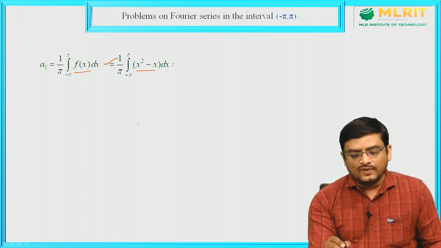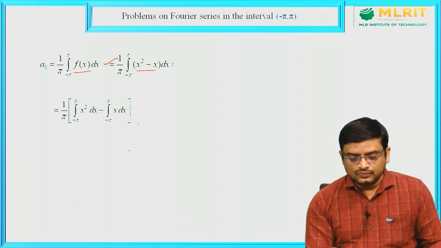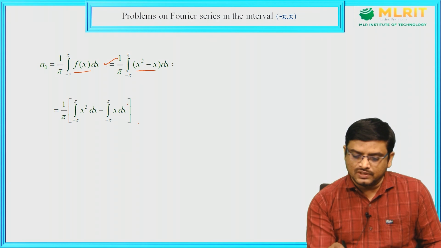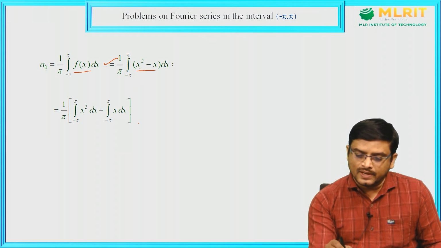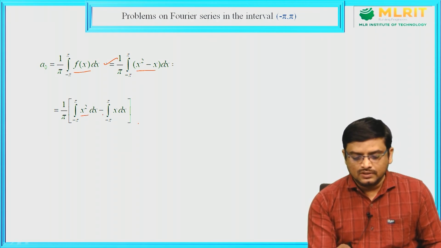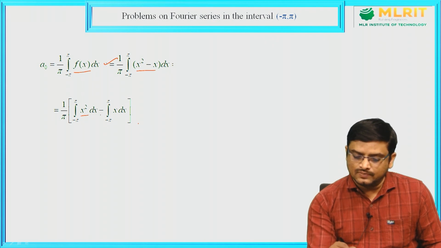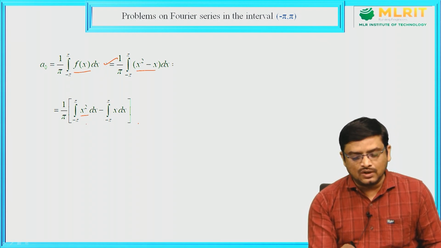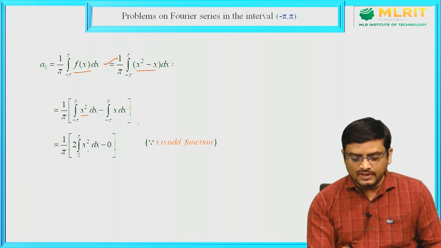Now find this integral value. In the function we have two terms, so I want to apply the integration separately for each term. So integral from minus pi to pi, the first term is x squared, then keep the minus, and the integration for the second term, that is x. So integral from minus pi to pi x dx. We already have the standard formula, we know how to find the integral of x squared. The integral of x squared is given by x cubed by 3.